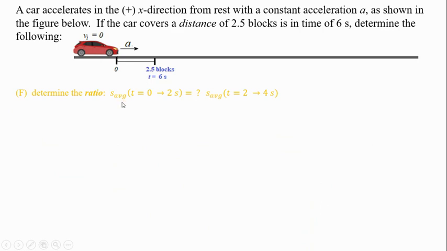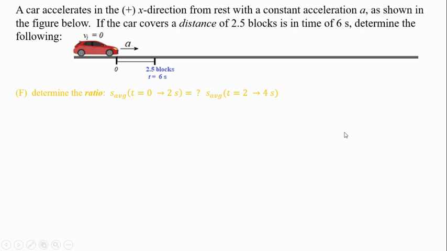Let's do part F, okay? Part F here asks us to find the ratio between the average speed from 0 to 2 seconds and the average speed from 2 to 4 seconds. Well, you notice here the time window is less than 6, which means my work is going to be in this region between 0 to 6. Okay, so my distance cannot be bigger than 2.5 blocks, so we'll see.